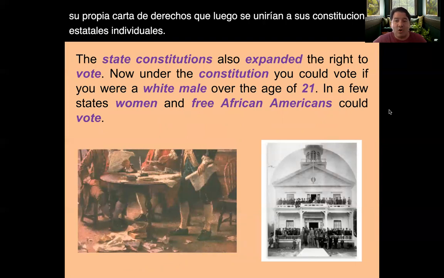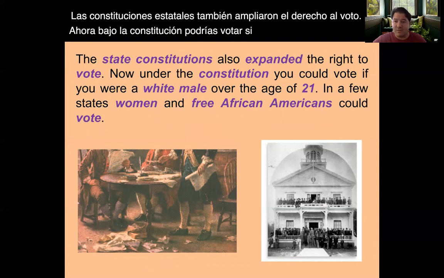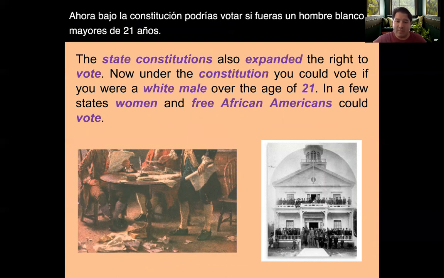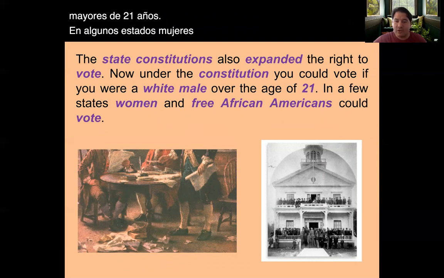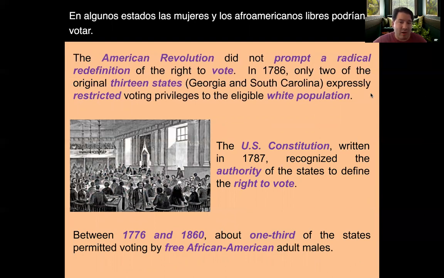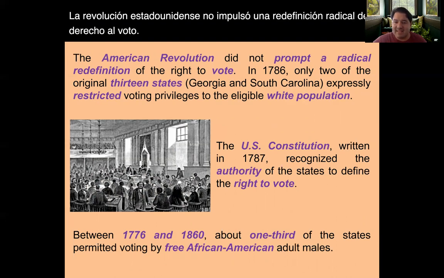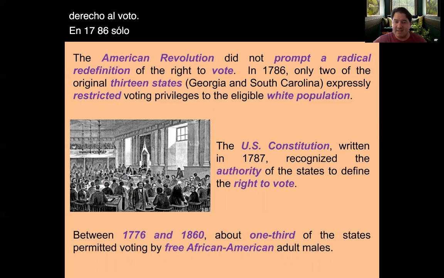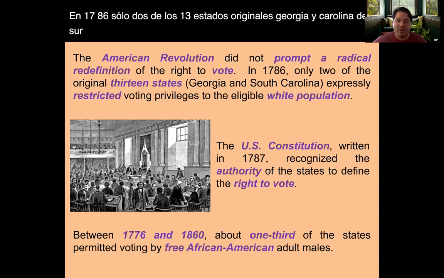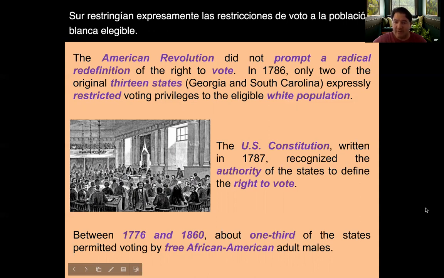The state constitutions also expanded the right to vote. Now, under the Constitution, you could vote if you were a white male over the age of 21. In a few states, women and free African Americans could vote. The American Revolution did not prompt a radical redefinition of the right to vote. In 1786, only 2 of the original 13 states, Georgia and South Carolina, expressly restricted voting to the eligible white population, meaning only white men could vote.